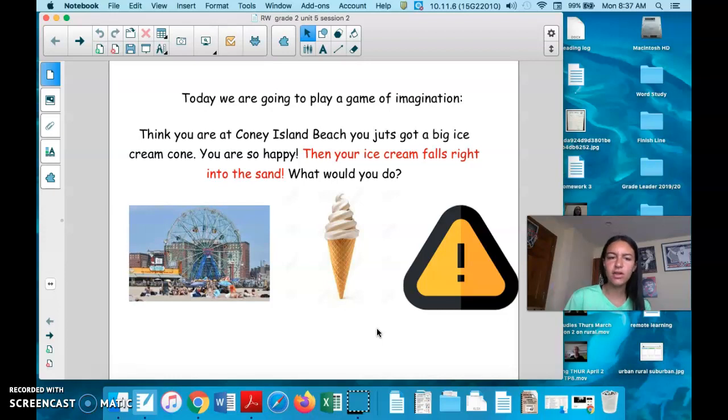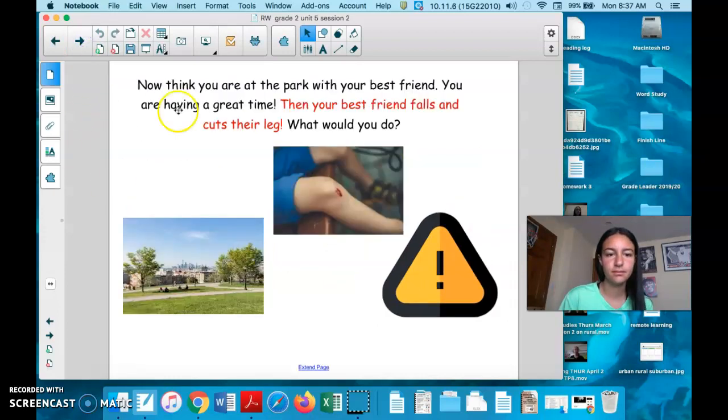Are you ready for scenario 2? Now, you are at the park with your best friend. You're playing, you're on the swings, you're running to the slide. When you're running to the slide, your best friend falls and scrapes their leg. Oh no! Problem! What do you do? Think about it. What would you do?